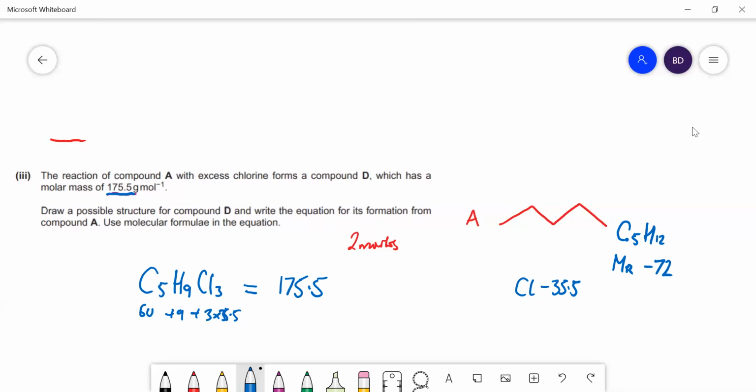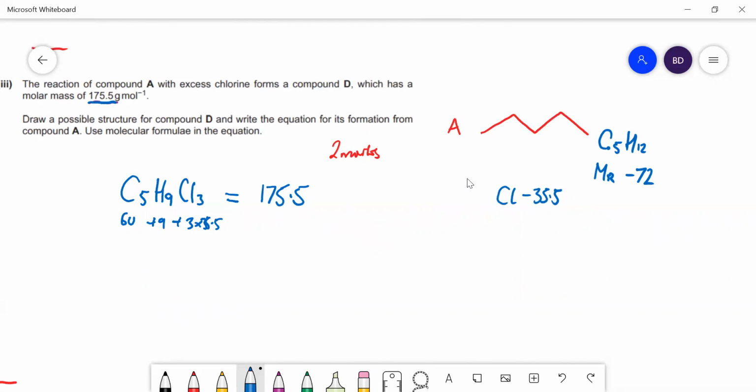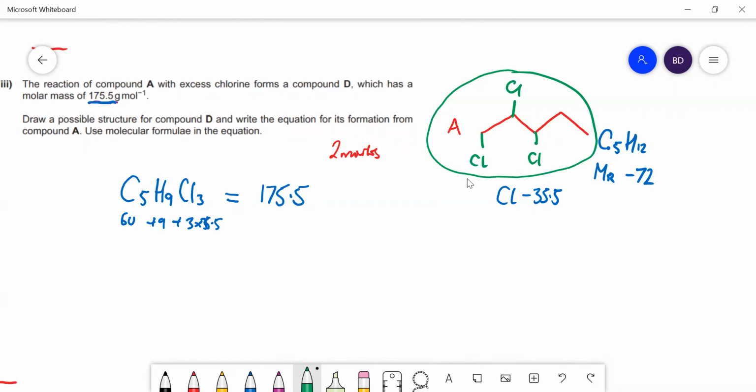So we've substituted 3 chlorine atoms there. So we've got to draw a possible structure for D. All we've got to do, we can put the chlorines wherever we like. If you want to draw it skeletally, you could just put a chlorine on there, a chlorine on there, and a chlorine on there. And there's lots of other things you could have. You could have 2 chlorines or 3 chlorines stuck to this end one, but that's certainly one option. Now we've got to write an equation for that.